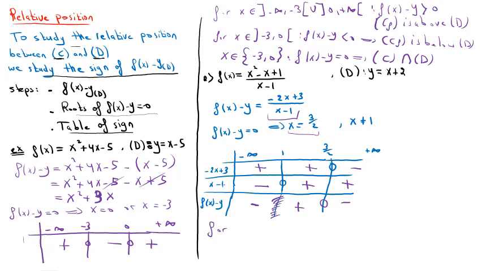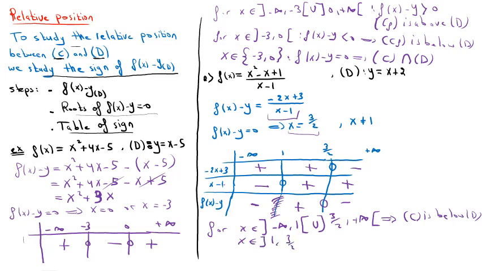In the same way, for x belonging to minus infinity, 1 union 3 over 2, plus infinity, we have f of x minus y negative, so C is below D. And for x belonging to 1, 3 over 2, we have C above D. And for x equal to 3 over 2 only, it can be equal to 1, C intersects D.